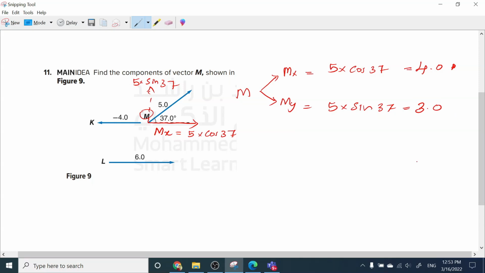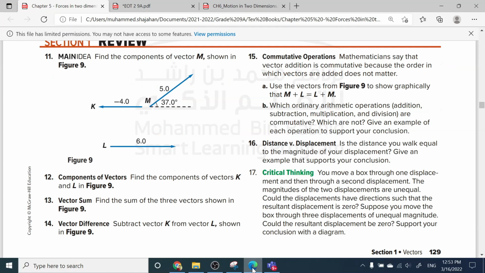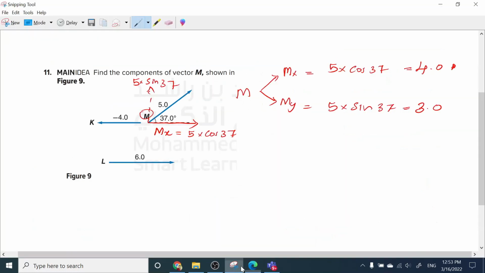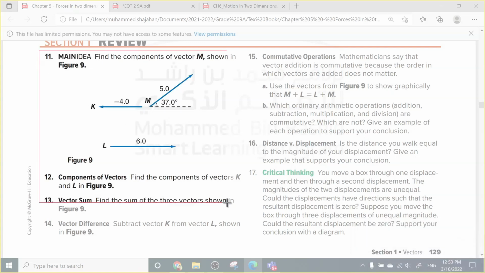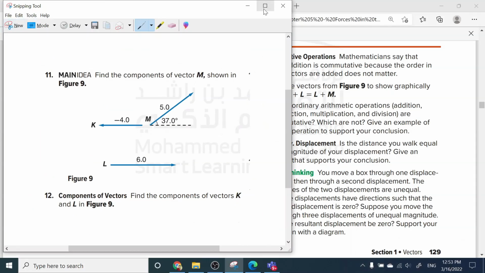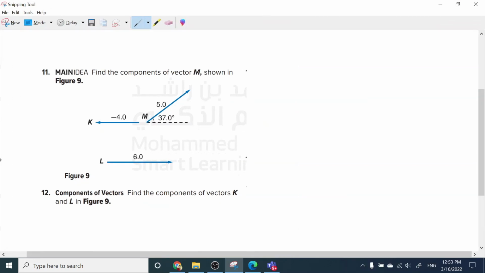Now we will go to the next question. Question number 12, components of vectors: find the components of vectors K and L in the figure 9. The same figure, so I will take a screenshot again. In this we need to calculate the components of vectors K and L in question number 12. Find the components of vectors K and L.